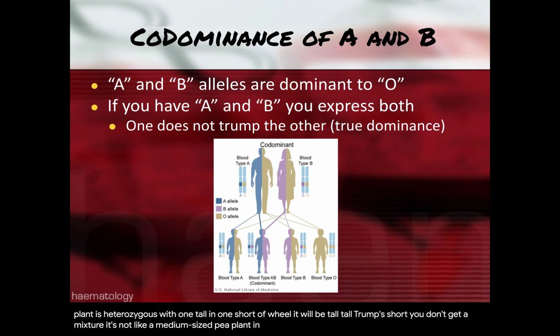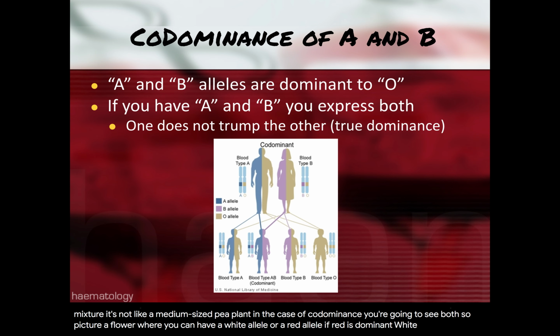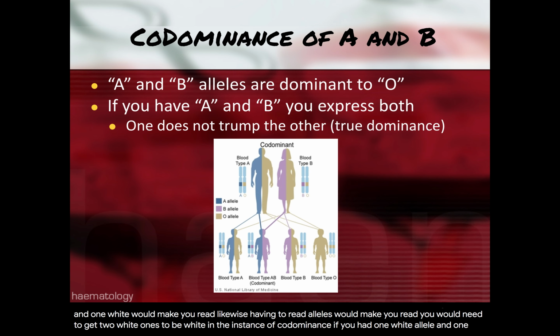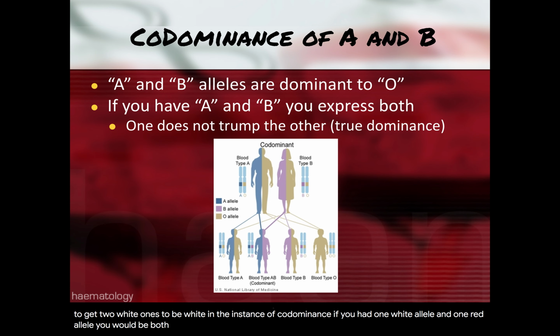In the case of codominance, you're going to see both. So picture a flower where you can have a white allele or a red allele. If red is dominant to white, having one red and one white would make you red. Likewise, having two red alleles would make you red. You would need to get two white ones to be white. In the instance of codominance, if you had one white allele and one red allele, you would be both red and white. It wouldn't be pink, it wouldn't be red, it would be like both would be shown.